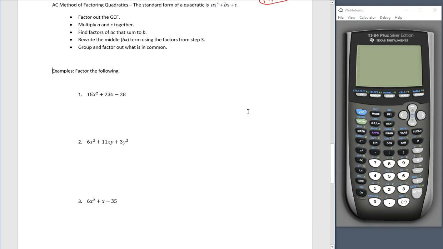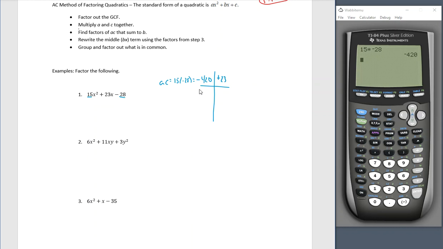Okay, so factor out the GCF. They don't have one. Multiply A and C together. So our A is 15, our C is negative 28. And 15 times a negative 28 gives us a negative 420. Now, I want things that multiply to be a negative 420, but add to be a positive 23.